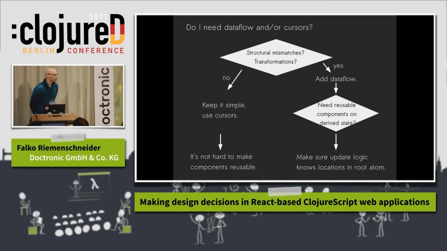So what about your decisions? The first decision I would take is, do I really have the problem of heavyweight and expensive transformations of state in my application? If yes, then you should take a closer look at some kind of data flow solution. For example, take a look at Reframe. And then you need to decide whether your components must be in any means reusable. Because if they have to be reusable and they have to sit on derived state, then you have to give them additional information so they can communicate where state changes have to be applied.